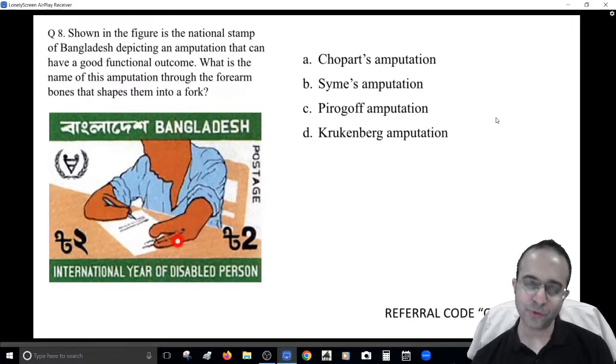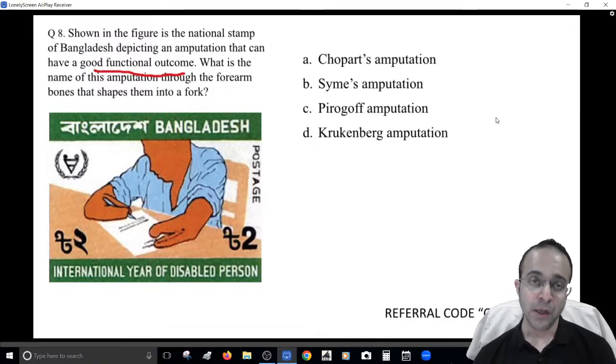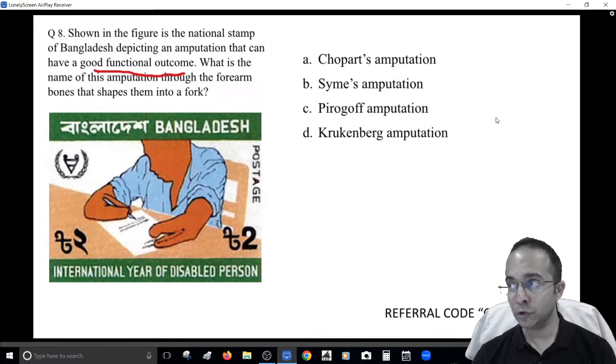Now, an easy one after that difficult one. So this is an amputation show number here. Quickly tell me which is this amputation. I'm sure this will be very easy for you to answer. So this is an amputation that gives you a very good functional outcome. This is a national stamp of Bangladesh. This is a blind person they have shown. So they have shown that this is an amputation that is specifically preferred in blind people. So quickly tell me which amputation is shown in this.